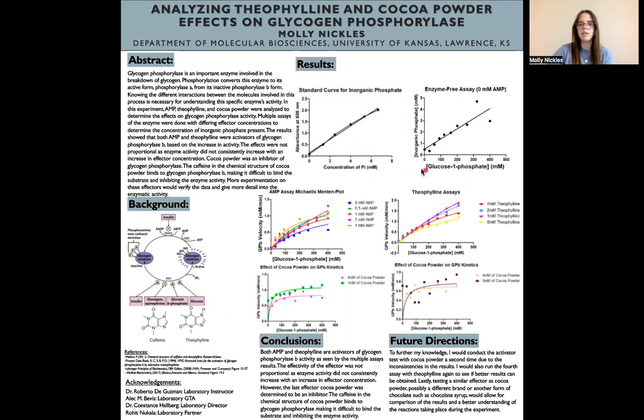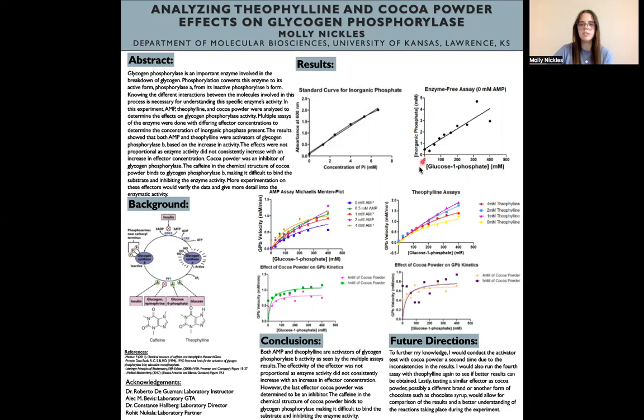The second plot in the results section is the enzyme-free assay. This takes the concentration of glucose 1 phosphate versus the concentration of inorganic phosphate. This graph was generated in order to determine if there was any breakdown of substrate, and there was. So the data from this graph can be used later on in calculations for corrected values of glycogen phosphorylase B activity.